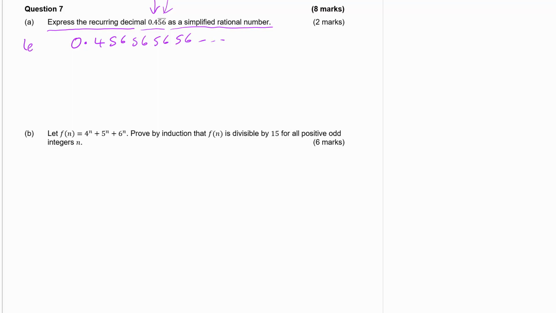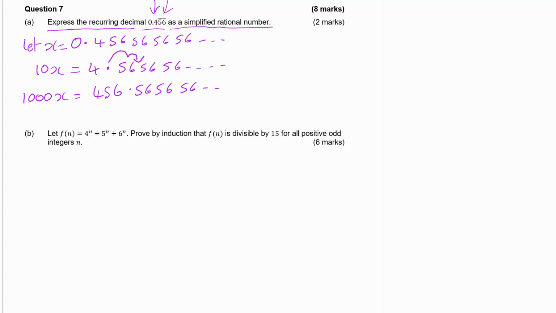I'm going to let x be equal to this. And then if I do 10x, that gives me 4.5656, and so on. Now, to produce another number that has the same decimal, if I multiply by 1000 so that my decimal point is in here, that's going to be 1000x is 456.5656, and so on.